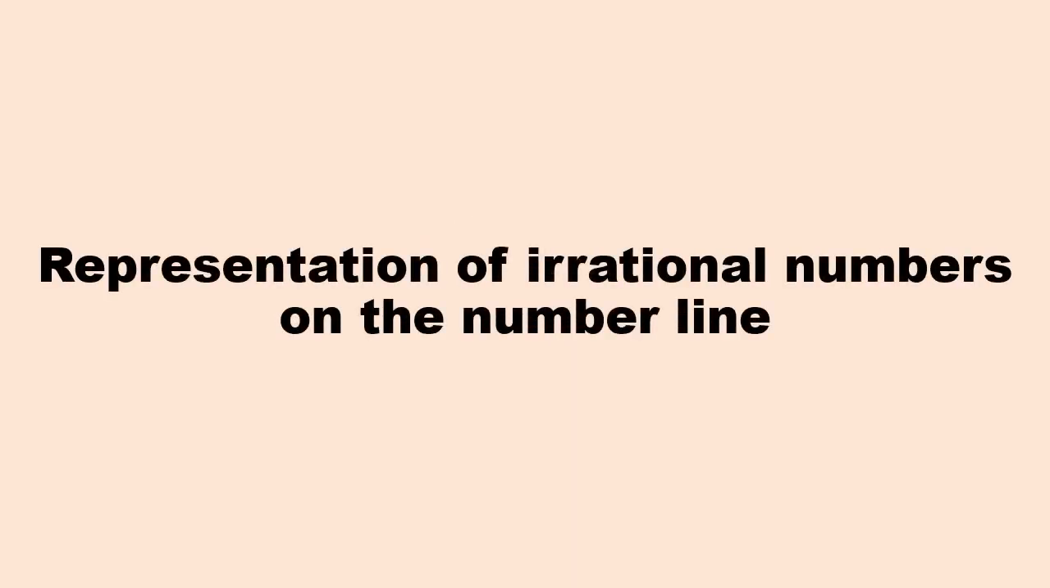Representation of irrational numbers on the number line. We have already studied in the previous session, a real number is either rational or irrational. So we can say that every real number is represented by a unique point on the number line. Also, every point on the number line represents a unique real number.